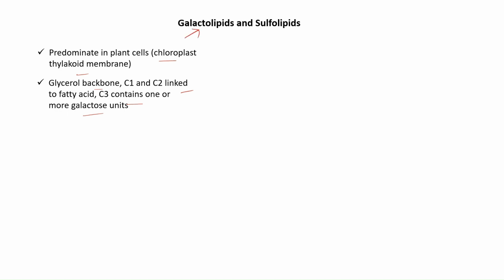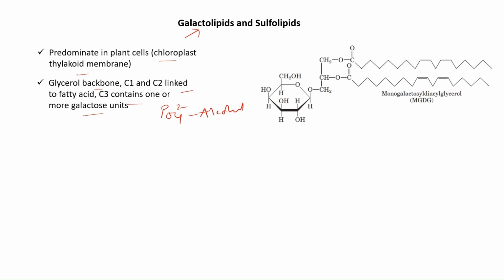In glycerophospholipid, we have phosphate linked with some alcohol. Here, we'll have one or more galactose units. This is an example of monogalactosyl diacylglycerol. That means carbon number 1 and carbon number 2 have fatty acids, that is, ester linkages. With carbon number 3, galactose is present. Monogalactosyl means a single galactose is present. Since galactose is a sugar molecule, the bond is a glycosidic bond. So this is an example of a galactolipid.